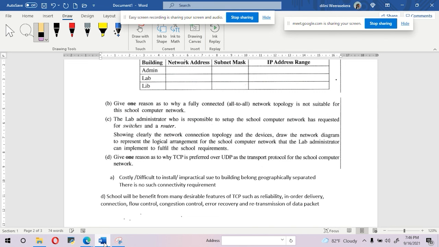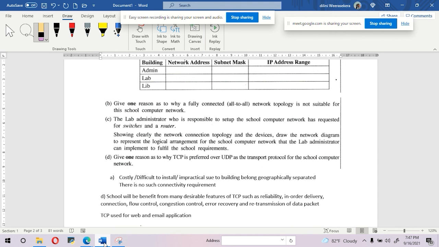Here it's asking only one reason. So you can write only that, or you can say that the school prefers TCP because TCP is used in the internet. The internet is used by TCP, so it's better to use TCP. Okay, so TCP is used for web and email applications. So out of that, you can write any one.